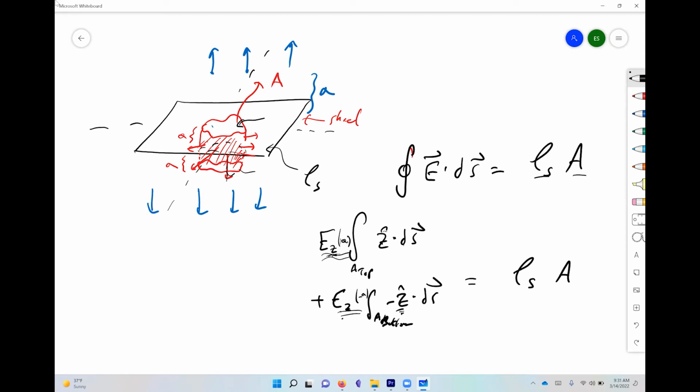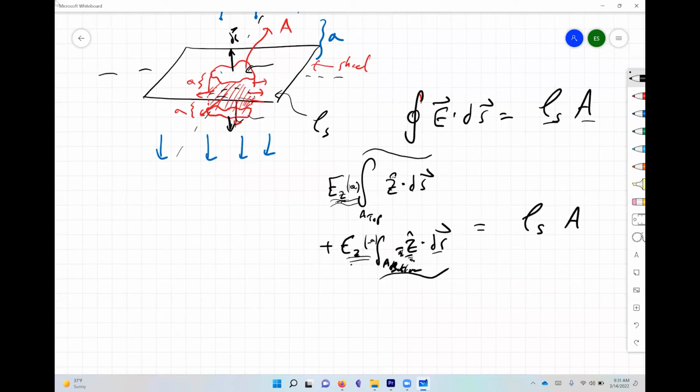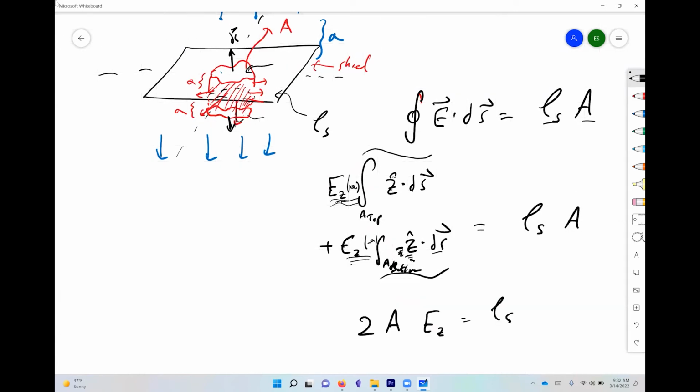So this is negative, but ds in the bottom is pointing in the opposite direction. So this cancels the negative sign, right? So essentially what we end up with is this is A, and this turns out to be A because I'm integrating over the surface area. So I end up with 2A EZ equals rho S times A, of course. A cancels with A. And very simply, EZ at A is going to be rho S over 2.